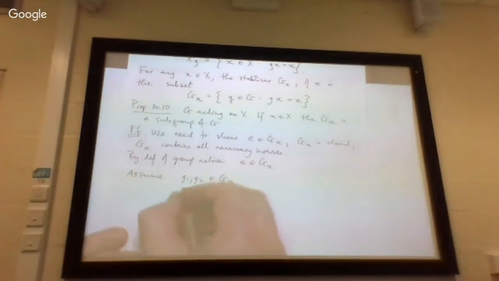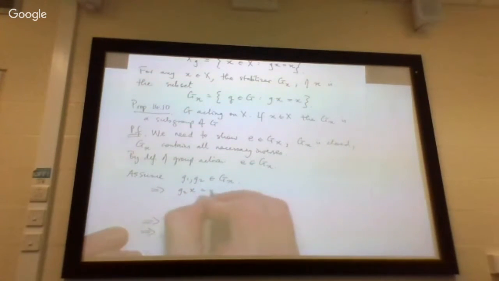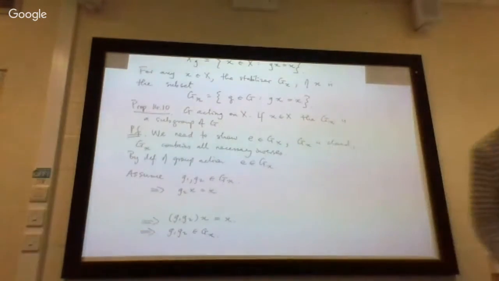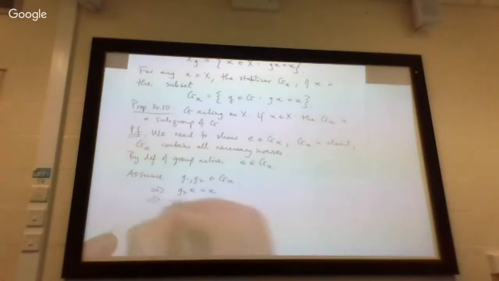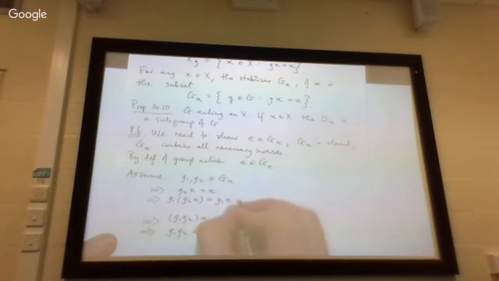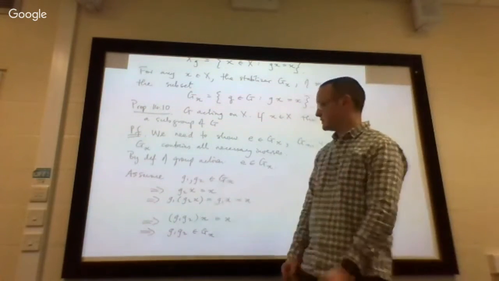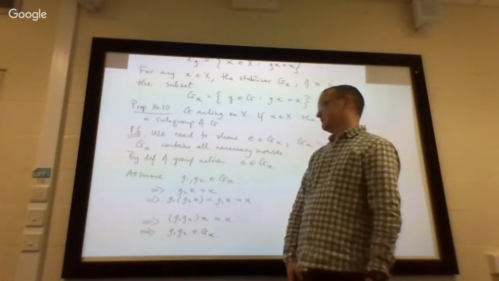We know up here that G2x is equal to x, because G2 is in the stabilizer. So that would imply that G1 times G2 of x is equal to G1 of x, but that's equal to x, because G1 is in the stabilizer.